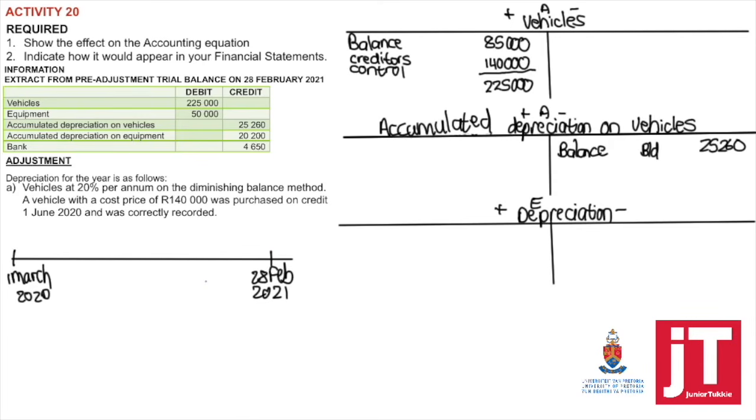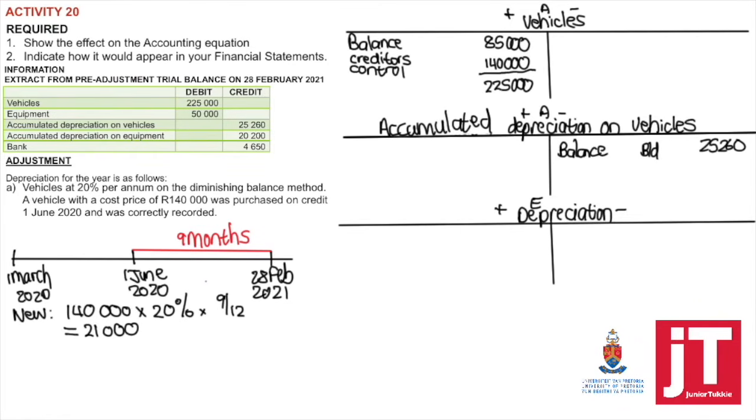So if we look at our accounting period, it ends 28 February 2021. It means it starts the 1st of March. This new asset was bought on the 1st of June 2020, so we need to calculate depreciation on the new for 9 months. It doesn't matter if it's the diminishing balance method or fixed installment. This is the first time that we're calculating depreciation. So we're going to take $140,000 cost times 20% times 9 over 12.